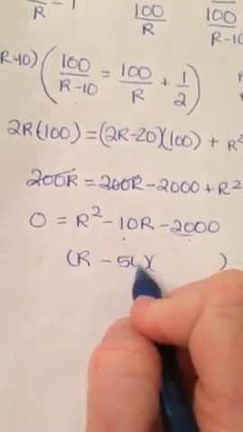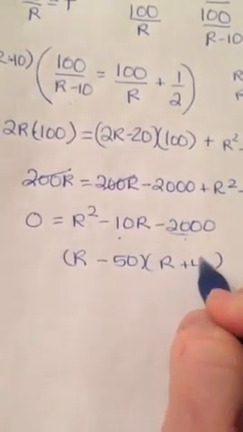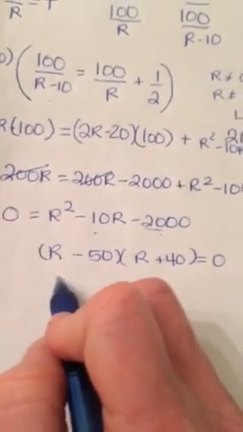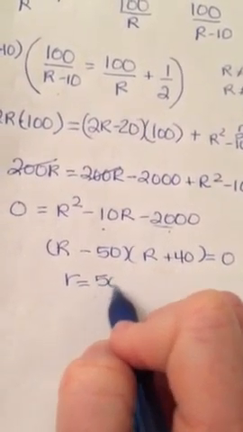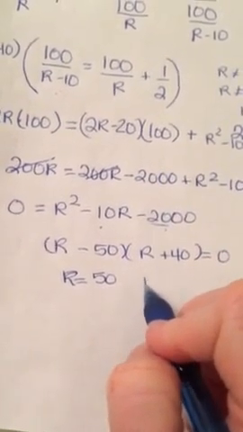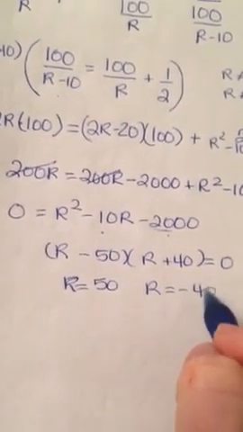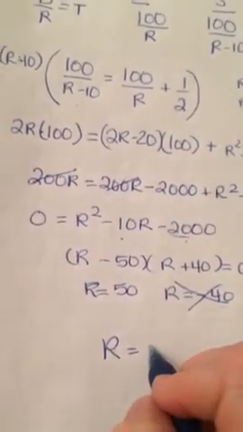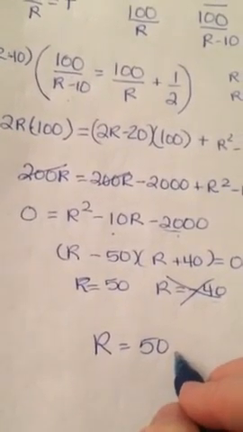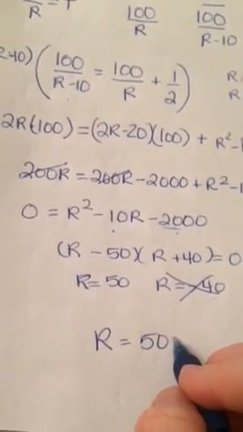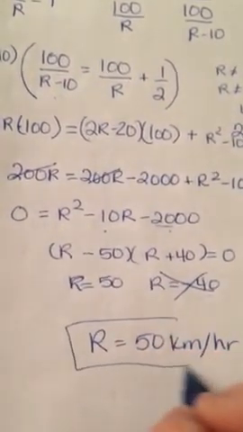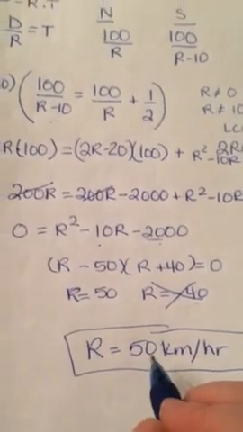So R minus 50, R plus 40, and I'm going to move the 0 using the symmetric property to the other side. So R equals 50, and R equals negative 40. Well, we know rate can never be negative, so that's not it. So the rate of the original speed limit is going to be 50 kilometers an hour. Okay? Hopefully that was helpful.